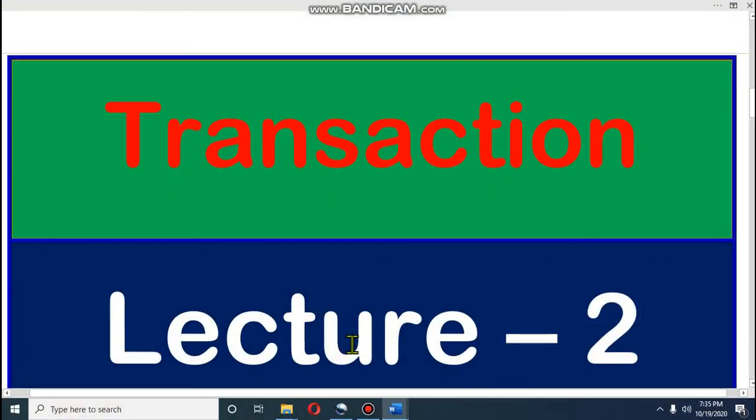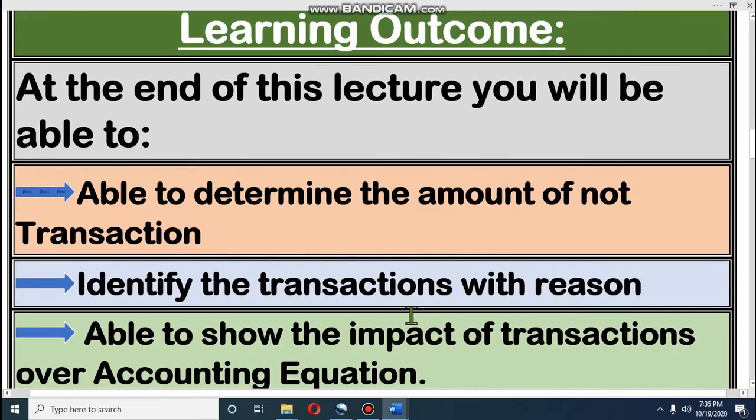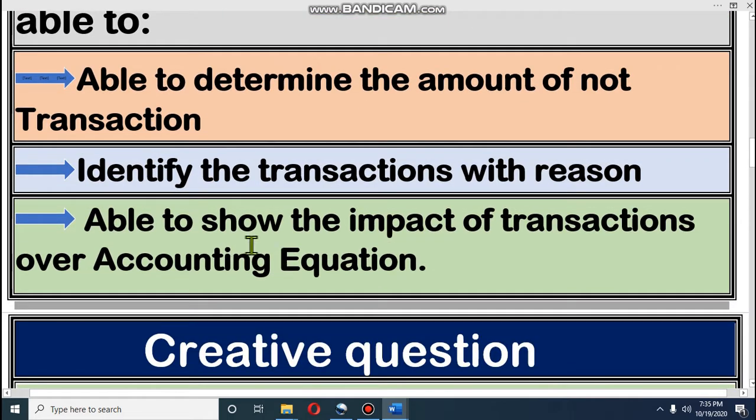Dear student, today we will discuss transaction. This is our second lecture on transaction. At the end of this lecture, you will be able to determine the amount of not transaction. You can identify the transaction with reason, and you will be able to show the impact of transaction over the accounting equation.